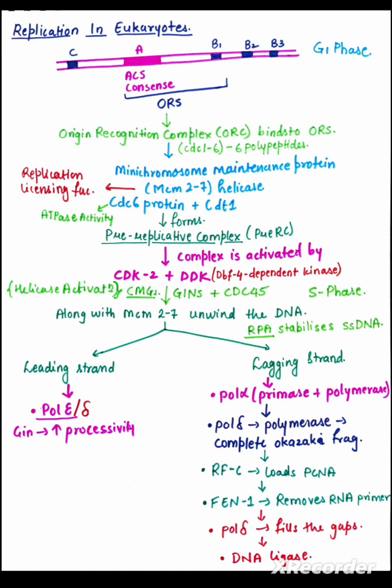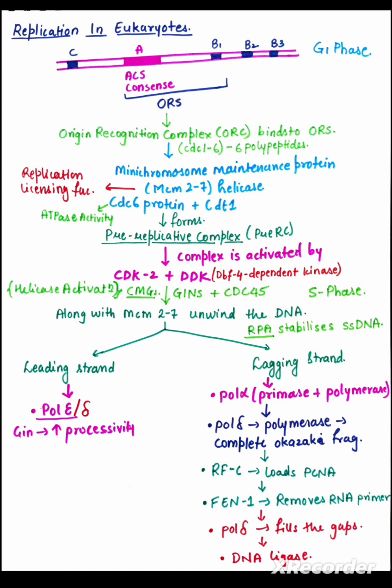As it unwinds the DNA, you will get single stranded DNA, right? So this single strand of DNA has to be stabilized by single strand DNA binding protein. It is done by RPA or replication protein A. Now there'll be two strands, one will be the leading strand, wherein there'll be 5' to 3' polymerization. So it is done by polymerase delta.